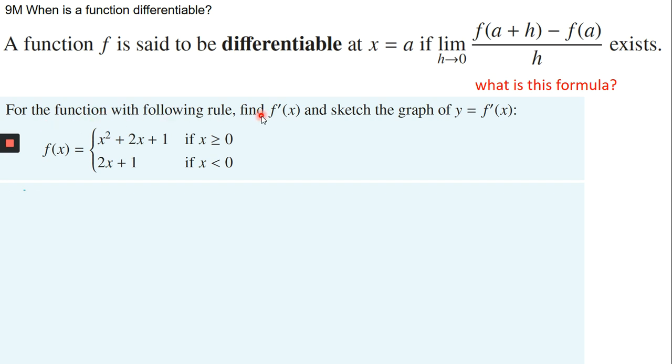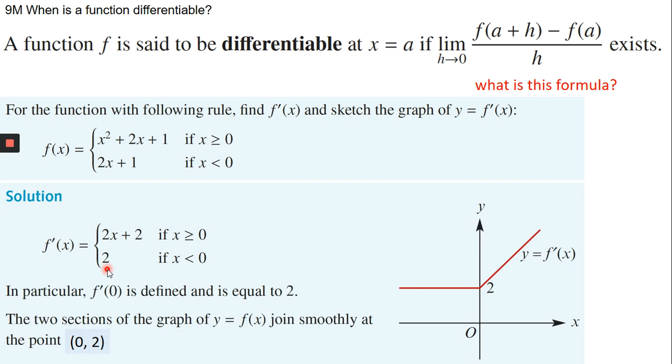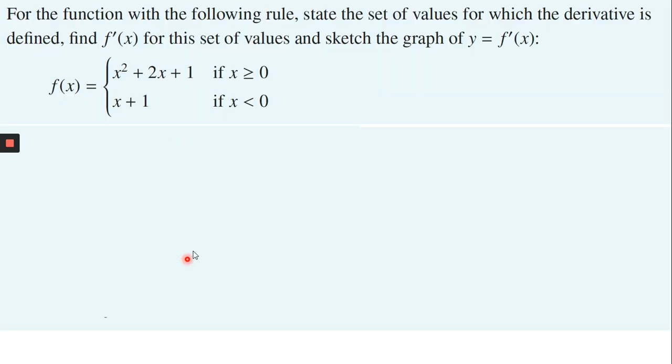For the function with the following rule, find f dash of x and sketch the graph of f dash of x. That doesn't sound too tricky. Differentiate it, sketch the graph. So if x is greater than 0, 2x plus 1. If x is less than 0, 2. And we've got the point 0, 2 is where it joins, and it joins smoothly because we've got a greater than or equal to there, a less than there. So it's continuous.